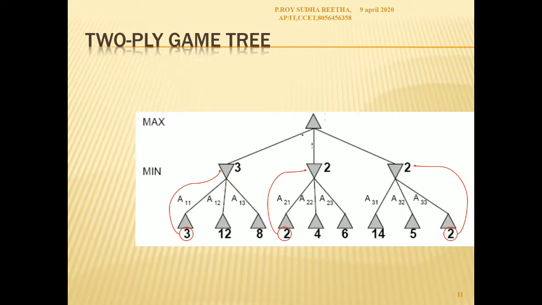Basically, the first min node contains three branches: 3, 12 and 8. The min of 3, 12 and 8 is chosen, and that value is assigned to the min node. Similarly, for the other two trees, the min value out of all the leaf nodes is chosen, and that is given to the min node in the first layer.